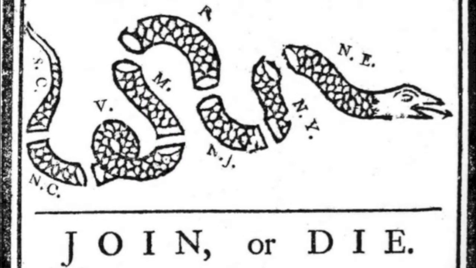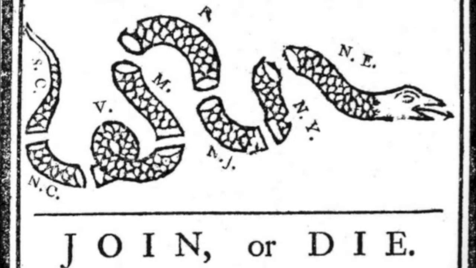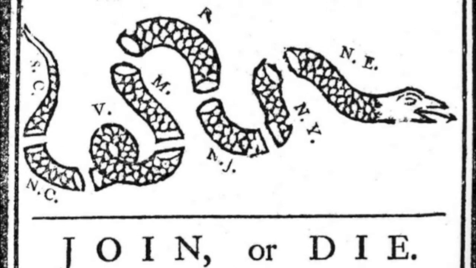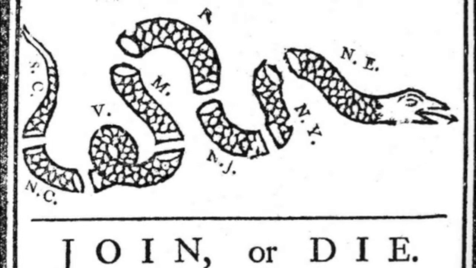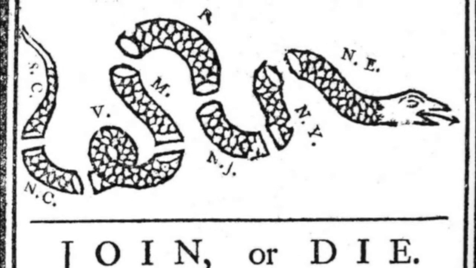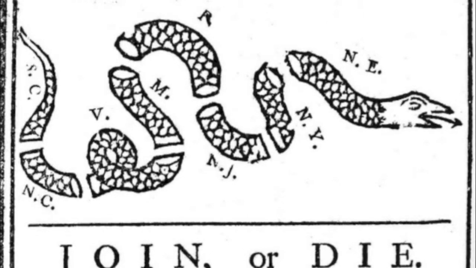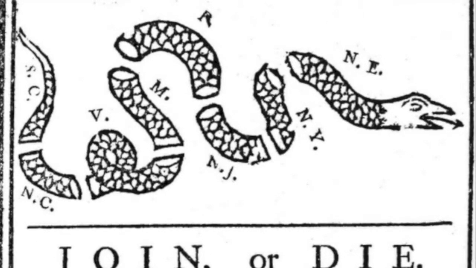Okay, the Albany Plan of Union, 1754, was proposed by Ben Franklin. The colonies suddenly found themselves surrounded on the west by the French and the Native Americans. The colonies said no to the proposal. They wanted to remain separate entities.